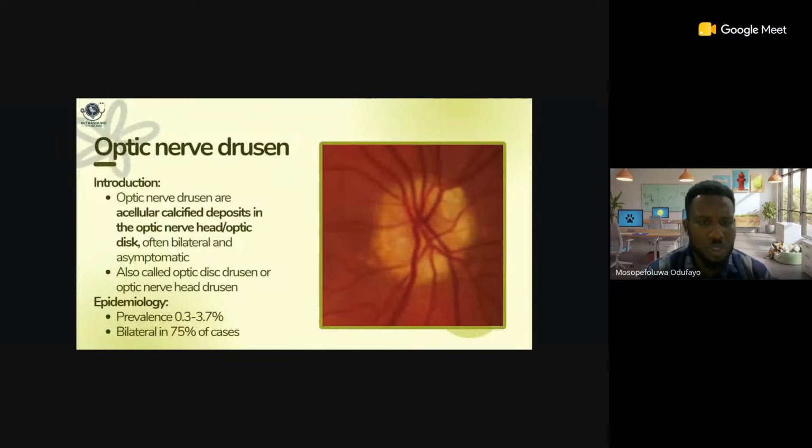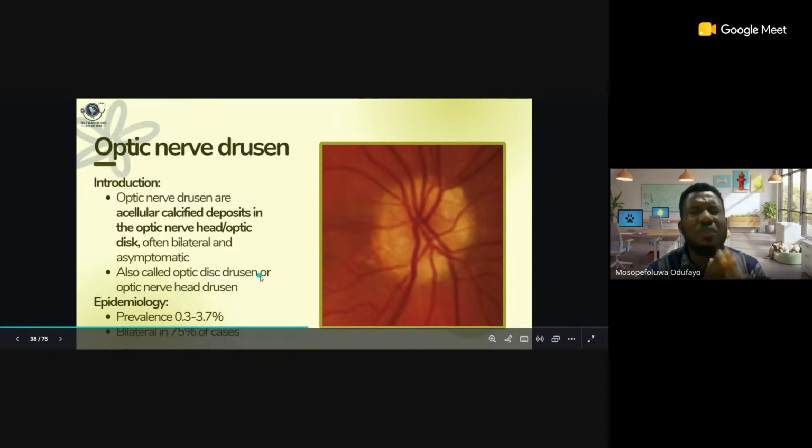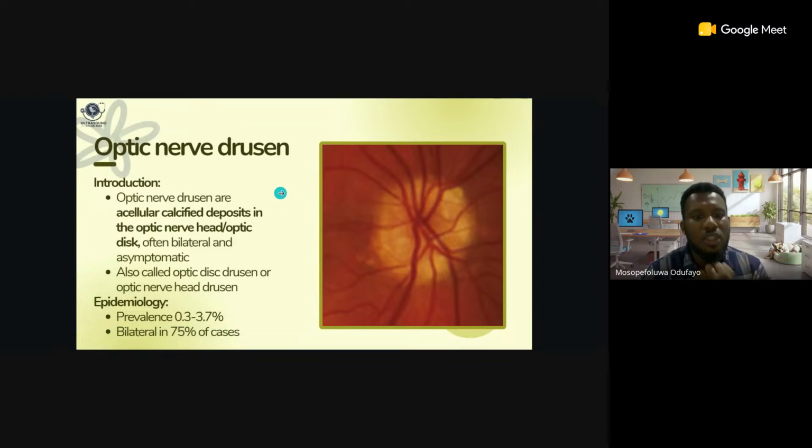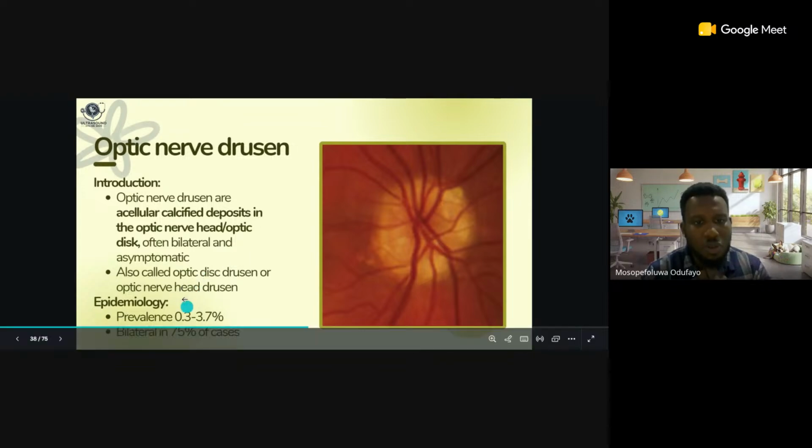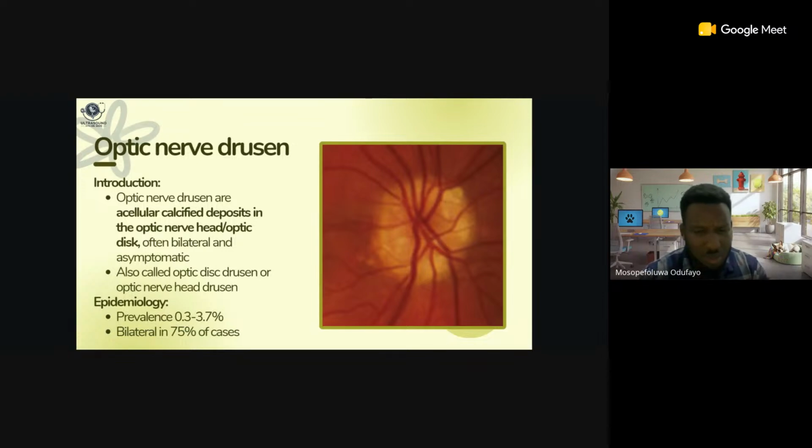Now, optic nerve drusen, or some people say optic disc drusen. This one, what you have is calcified deposits in the optic nerve head, the optic disc. It's often bilateral and asymptomatic, also called optic disc drusen, like I said, optic nerve head drusen. So what you have is calcifications around the optic nerve head. I've seen a number of cases of drusen on an ocular scan, and so we need to talk about how it looks.